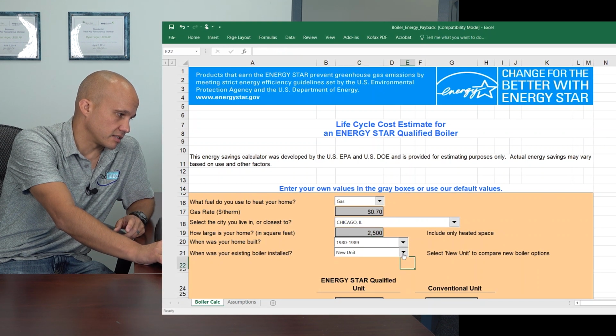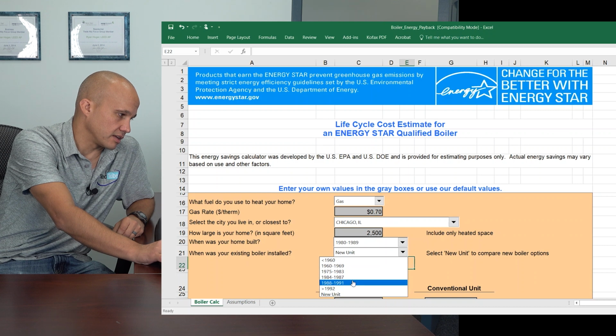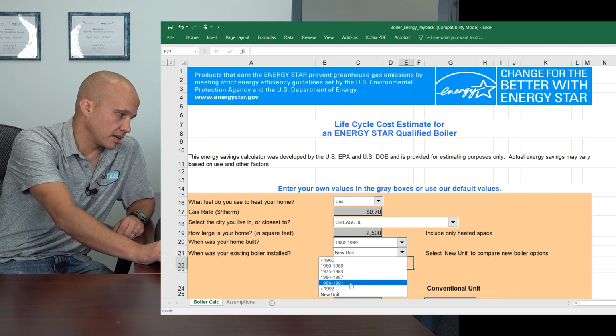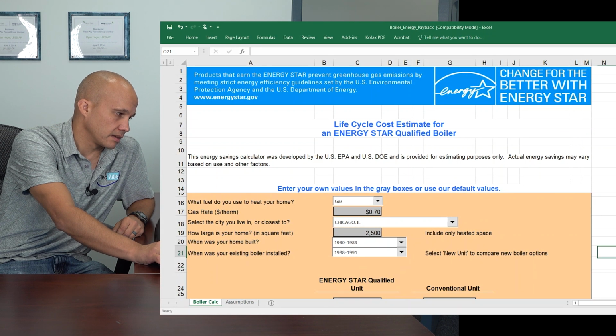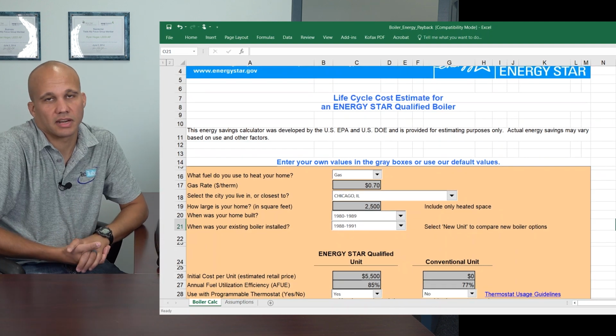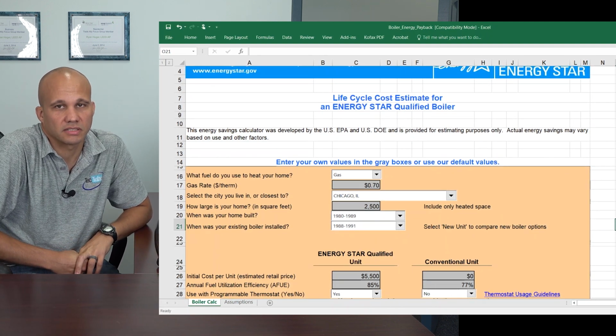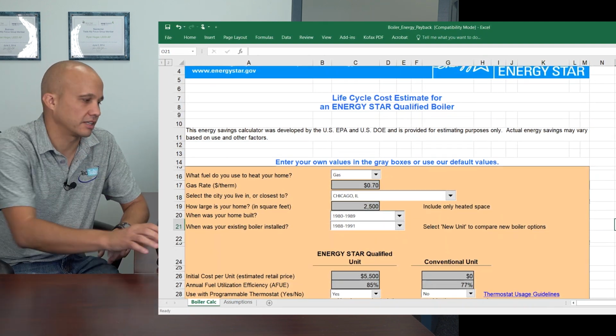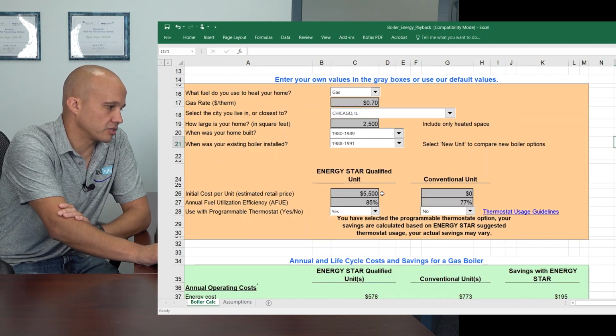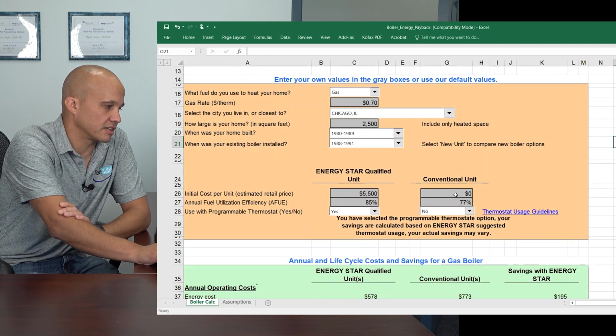And the existing boiler is from when? And I'll say that's also from the late 80s. All right. So that's some estimates that it's going to make based on the existing home. And it's going to do like a little mini load calculation in the background. You can also then tell it how expensive these things are.